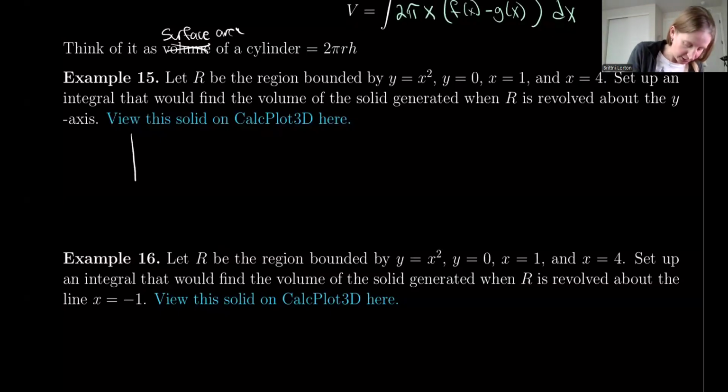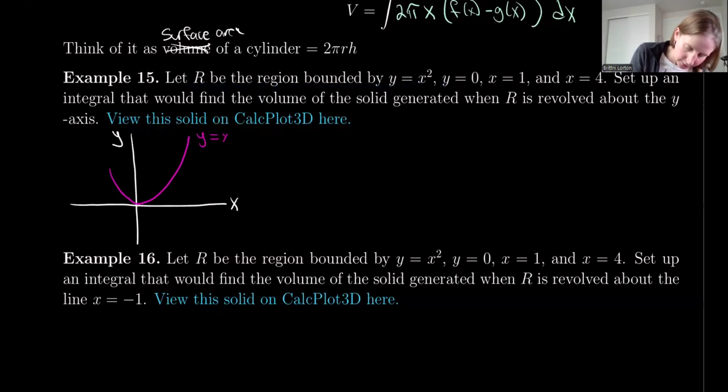So step 1 is always to draw the picture. All the time. Step 1 is to draw the picture. So R is the region bounded by y equals x squared. I'm going to first graph y equals x squared. Pretend I'm a good artist. There we go. Here is my y equals x squared. I also have y equals 0, and y equals 0 is just the x-axis. And then I also have x equals 1, which is a vertical line, and x equals 4, which is also a vertical line. So you can see this is the shaded region in question.